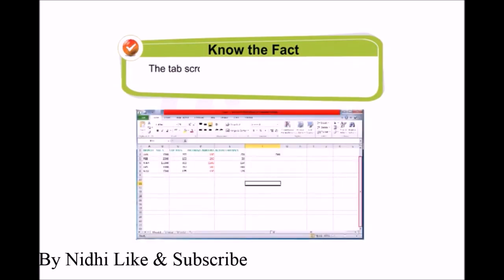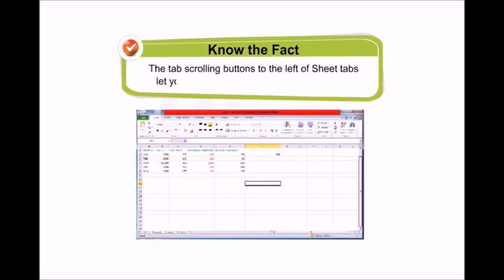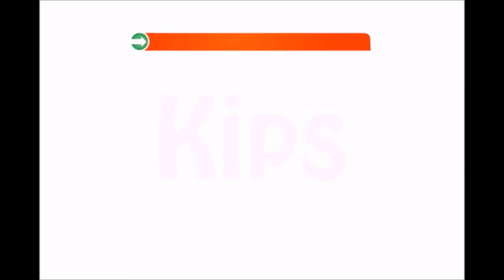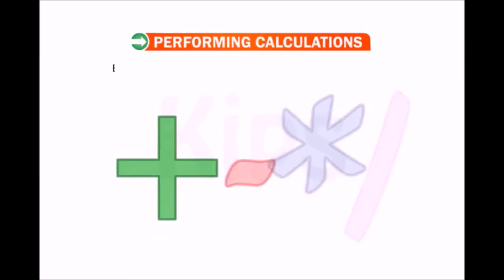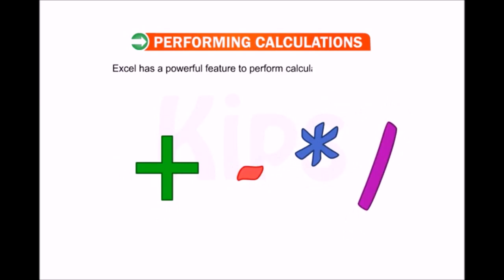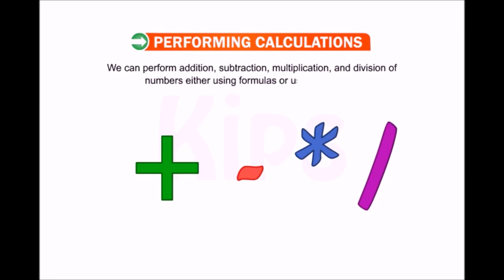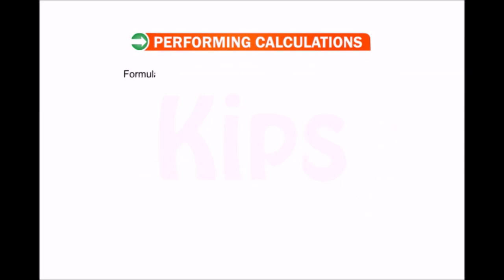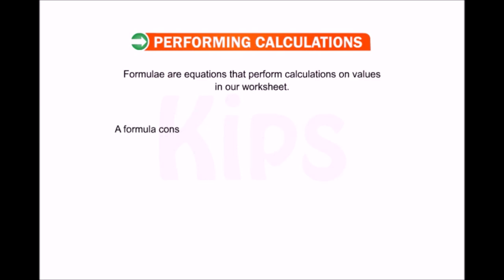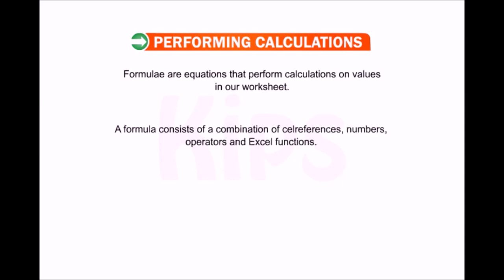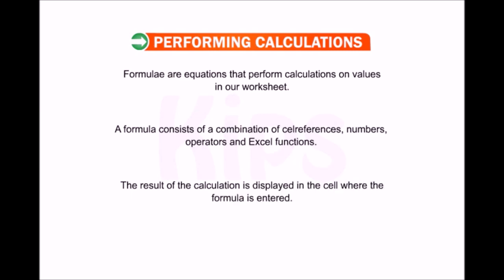Students, note the fact that the tab scrolling buttons to the left of the sheet tabs let you move through the sheet tabs quickly. Let's now understand how to perform calculations. Excel has a powerful feature to perform calculations on the data. We can perform addition, subtraction, multiplication, and division of numbers either using formulas or using functions. Formulae are equations that perform calculations on values in a worksheet. A formula consists of a combination of cell references, numbers, operators, and functions. The result of the calculation is displayed in the cell where the formula is entered.